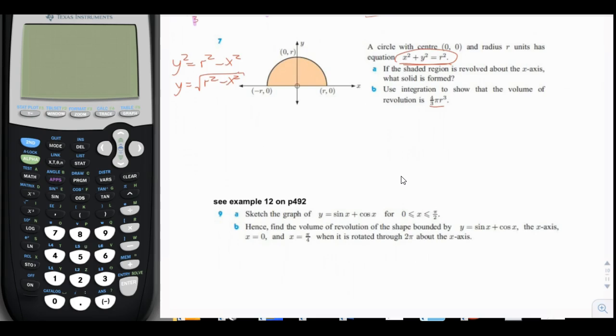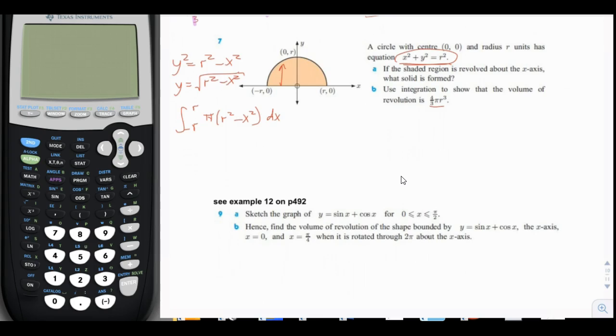And then we put that into our integral. We're going to integrate from negative r to r. We're going to put pi, and then the radius here is going to be the function, which is the square root of r squared minus x squared. We're going to square that so we can get rid of the radical too. And r is a constant. And then the height of the flat cylinder is dx.